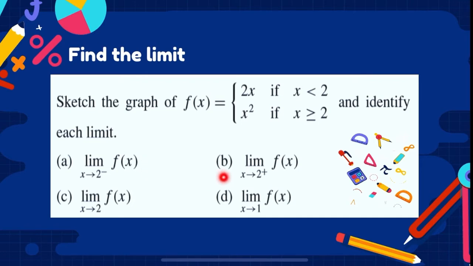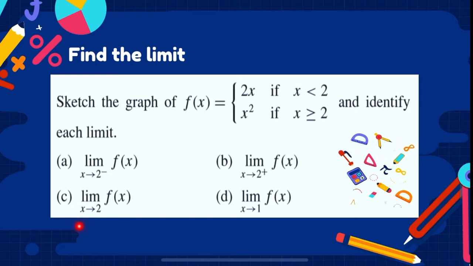And then here in B, we have to find f of x when x approaches 2 from the right side. So from the right side means that x is greater than 2. So when x is greater than 2, f of x is equal to x squared. So here again we substitute 2 in x squared. So 2 to the power of 2 is also 4. So here, when x approaches 2 from the left side and when it approaches 2 from the right side, f of x for both of them is 4.